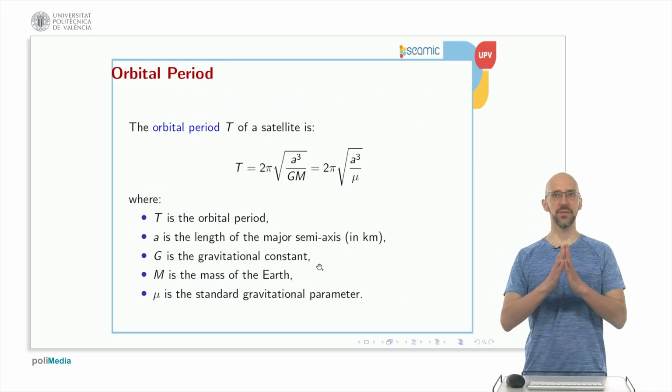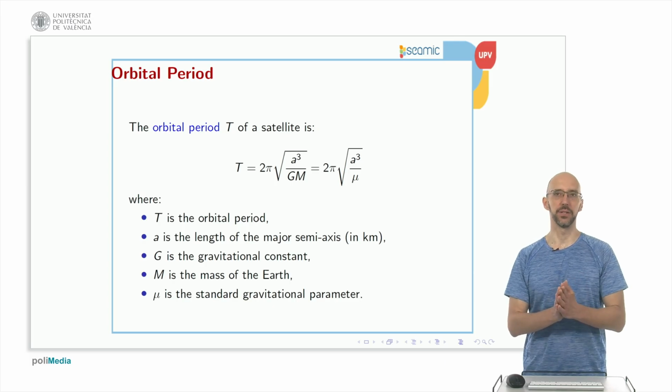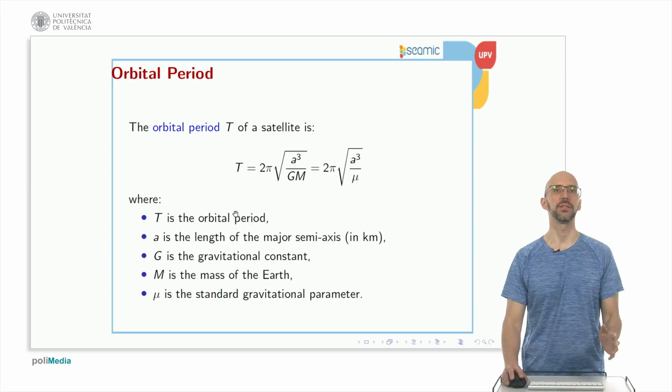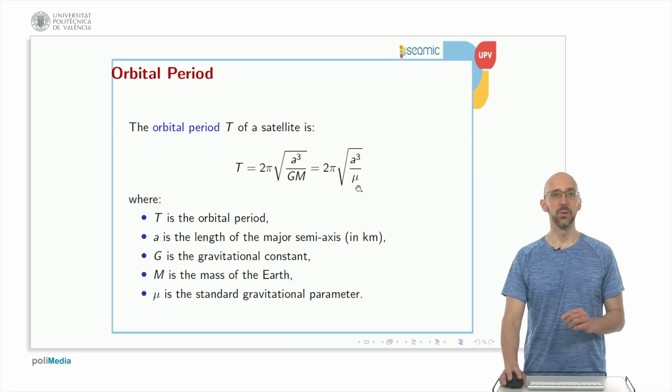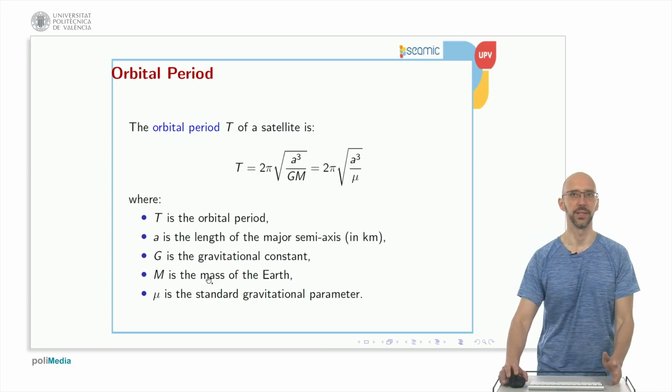Okay, let's review the function that gives you the orbital period. The orbital period is defined like this. It's 2 pi times the square root of a cubed divided by mu. What is a? a is always the length of the semi-major axis. We are going to work in kilometers in this slide. Mu is the standard gravitational parameter. Normally it's the gravitational constant G times the mass of the main object we are orbiting.